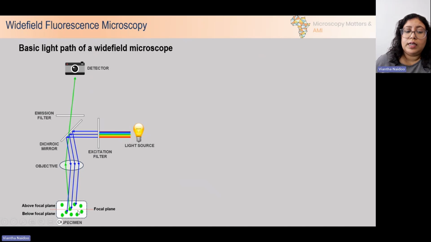So importantly, light from the focal plane is going to the detector, but so is light from molecules that are below the focal plane and above the focal plane. So all light emitted from all these molecules is going to the detector.